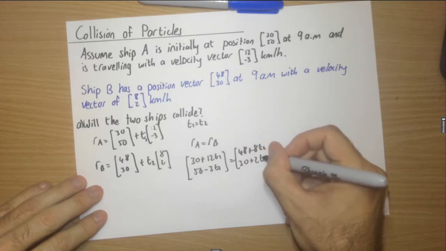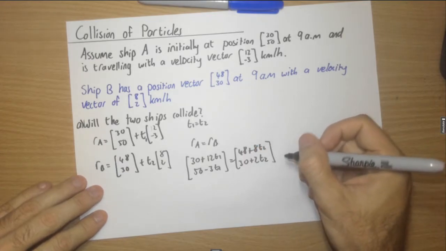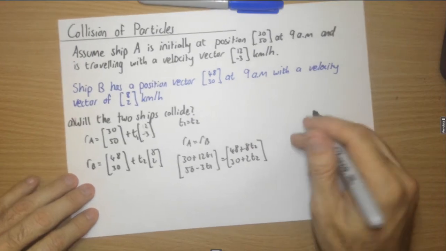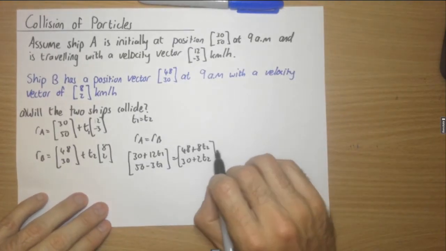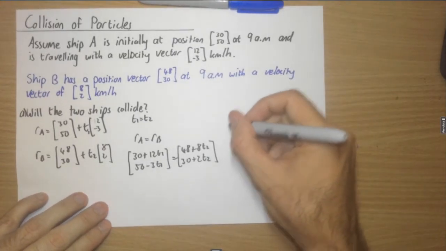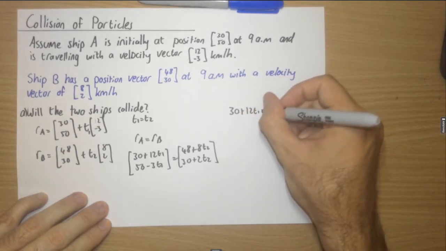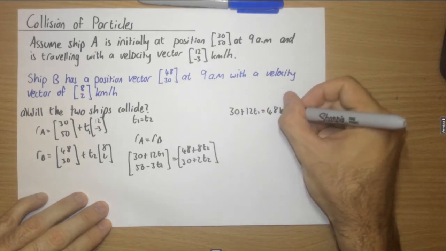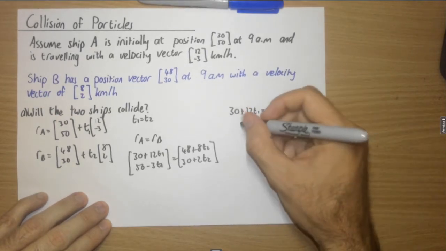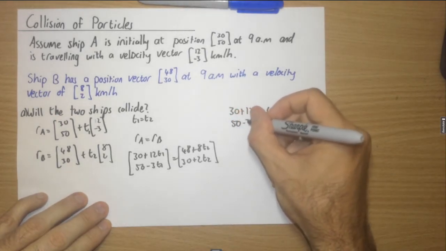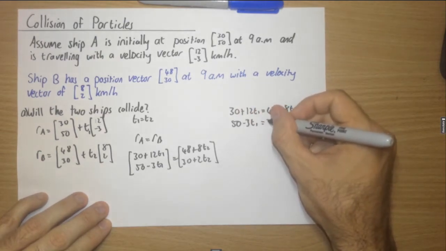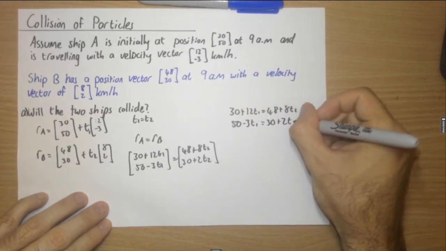And again, what we can have is we'll set this up as simultaneous equations comparing the x and the y values. So when we compare the x values, we have 30 plus 12t1 equaling 48 plus 8t2, and we have 50 take away 3t1 equaling 30 plus 2t2.